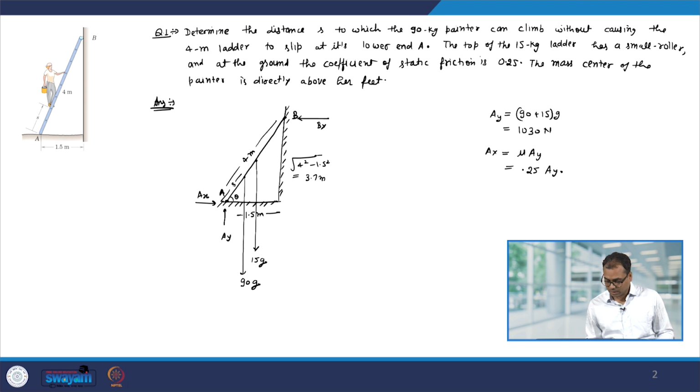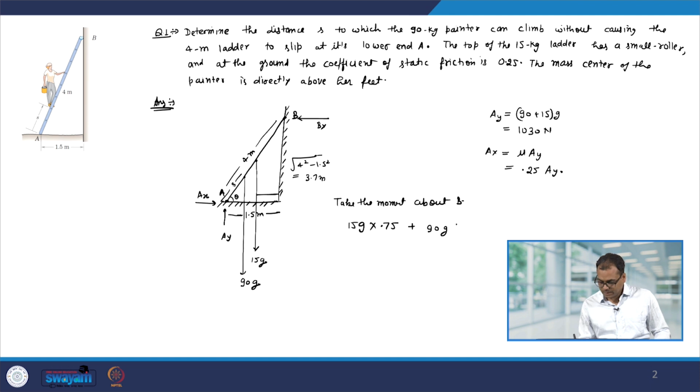Therefore, Bx will not contribute. So, let us take the moment about B. So, we have 15 g force multiplied by the perpendicular distance. Since this whole distance is 1.5 meter, this will be 0.75 meter. So, 15 into 0.75 plus we have 90 g weight, and this has to be multiplied by the perpendicular distance. So, this distance will be 1.5 minus this distance, and it will be s cos theta.